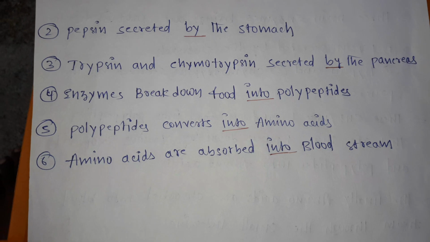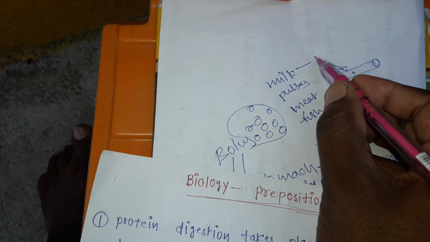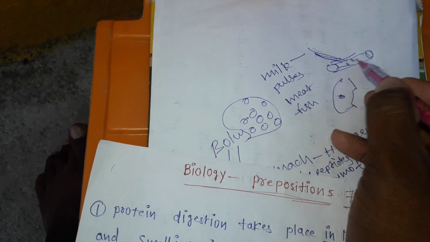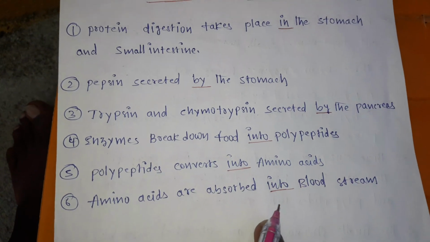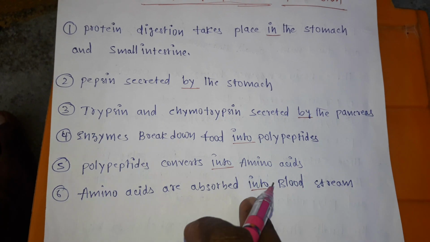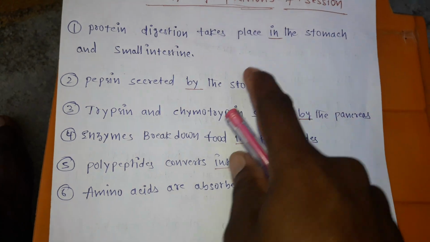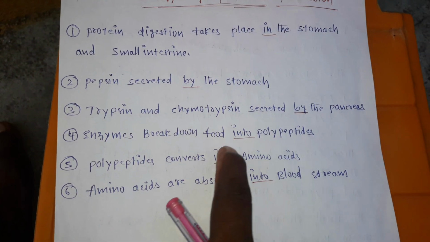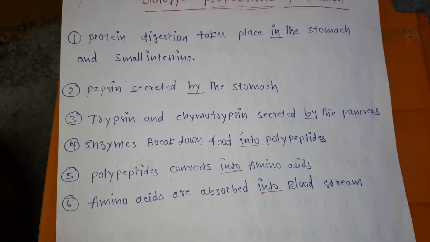Here we are using the prepositions. Amino acids are absorbed into the bloodstream. So we are using into again. Amino acids are coming from outside to inside, into the bloodstream. See how clear it is. Again I am reminding you, a preposition is a word which gives complete meaning to the sentence by its position. In most cases, it comes in front of the object. In, by, into. So thank you for watching the video. Do subscribe.